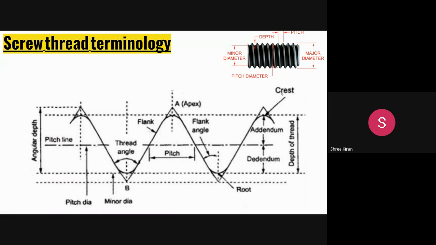Then, in the case of root, it is the bottom surface.